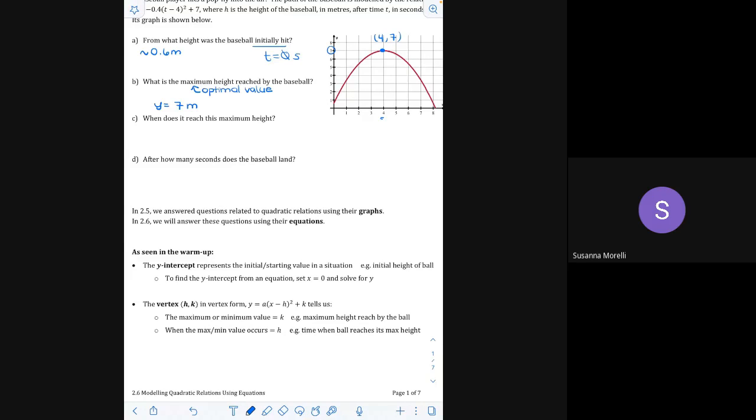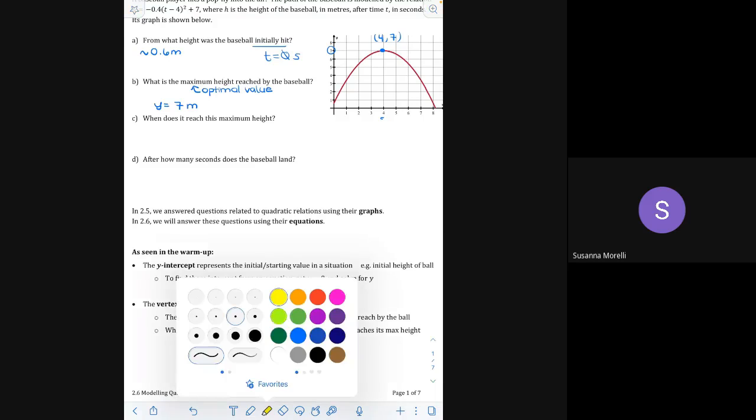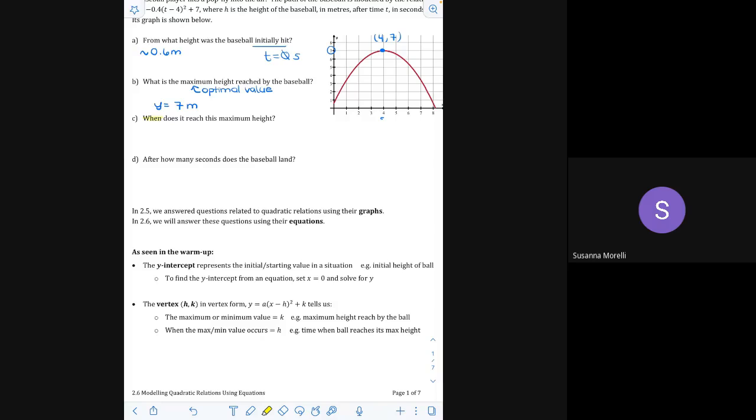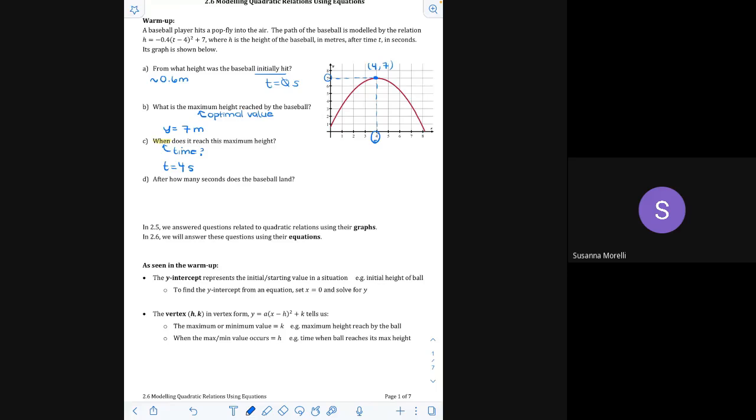Okay, and then the next question, part C, says, when does it reach its maximum height? So in this question, they're interested in time. Okay, so basically, at what time does this occur? So the maximum height is 7 meters, and it occurs at 4 seconds. And don't forget your units, and the units were called out in the description of the example where it says height is in meters and time is in seconds.